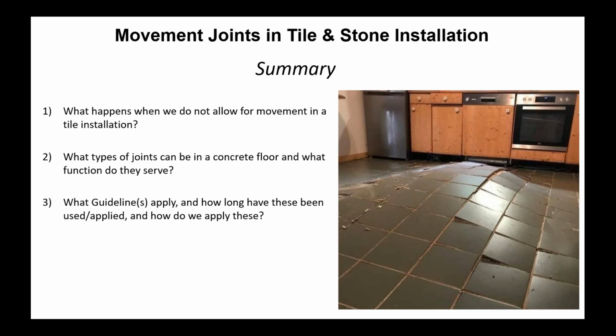The rule of thumb is to install a movement joint at the perimeter and in the field at least every 25 feet for interiors, every 8 to 12 feet for exteriors, or interiors when exposed to direct sunlight and excessive moisture, again, follow that 8 to 12 feet.